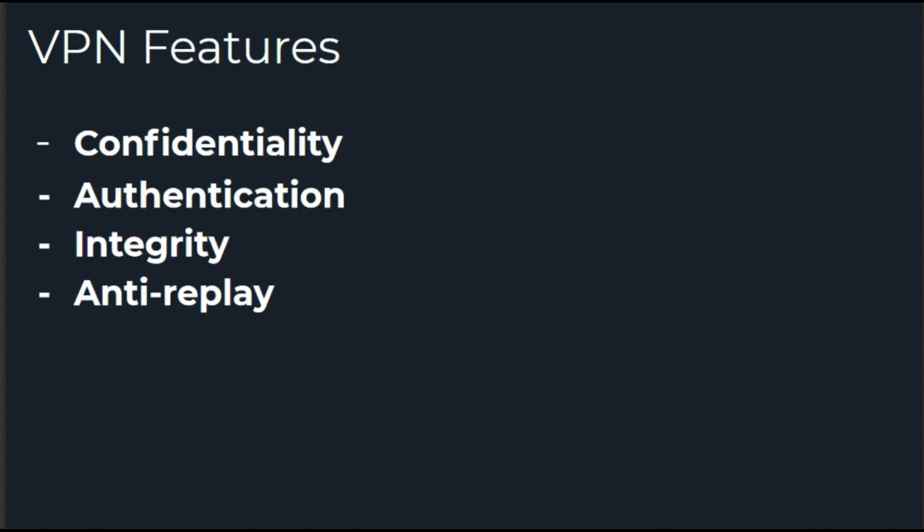Now let's talk about the VPN features: confidentiality, authentication, integrity, and anti-replay. First, confidentiality: preventing anyone from reading your data. This is implemented with encryption. Now, authentication: verifying that the firewall or remote user sending VPN traffic is a legitimate device or user.